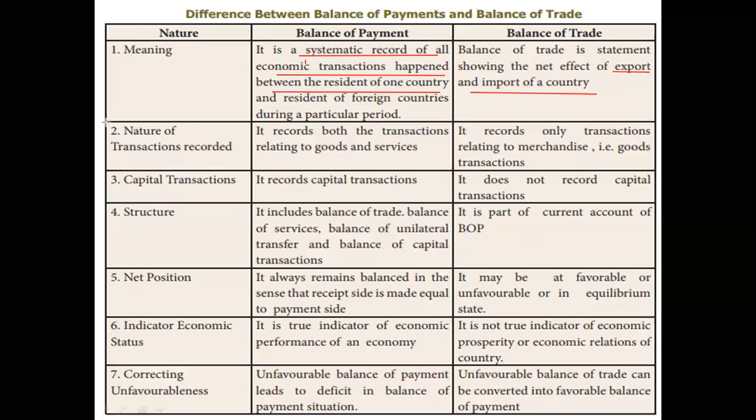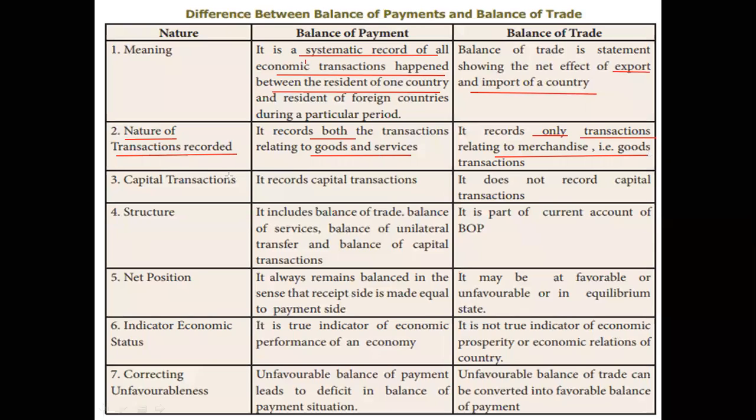All right. Second, on the basis of nature of transactions recorded, like what kind of nature of transactions are recorded in BOP. I told you BOP records both the transactions related to goods and services. All transactions are being recorded in the BOP, but balance of trade records only the transactions relating to merchandise items, that is goods, which means balance of trade does not record the transactions related to service. It records the transactions only and only related to goods.